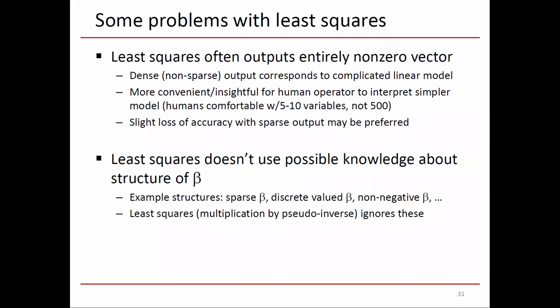All right, so overall, least squares often outputs an entirely non-zero vector. The reason is that, recall, we have y equals x times beta plus, I'm just going to call it n here. Earlier we called it epsilon on a few of the slides. And beta is going to be x plus, meaning the pseudo inverse of x, multiplied by y.